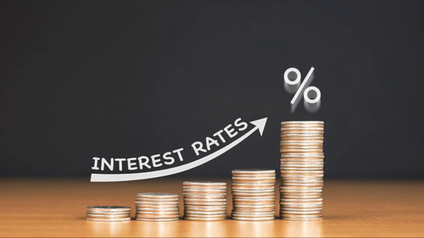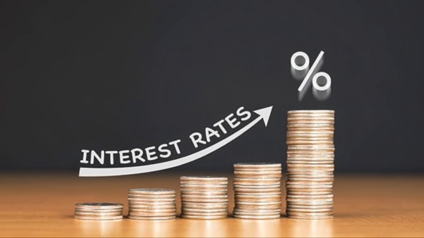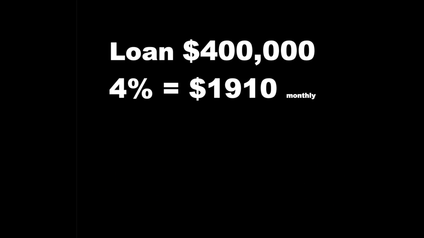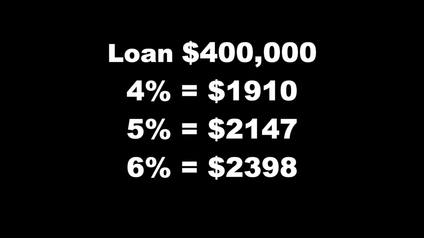The interest rate on a home loan is the amount a lender charges you to borrow money, and an interest rate affects your monthly loan payment. Take a look at these general examples. If you have a home loan for $400,000 at a 4% interest rate, your monthly principal and interest payment would be $1,910. At 5%, the payment rises to $2,147, and at 6%, it goes up to $2,398 a month.